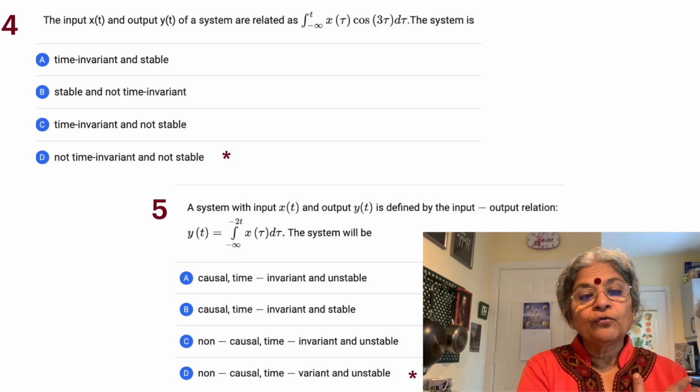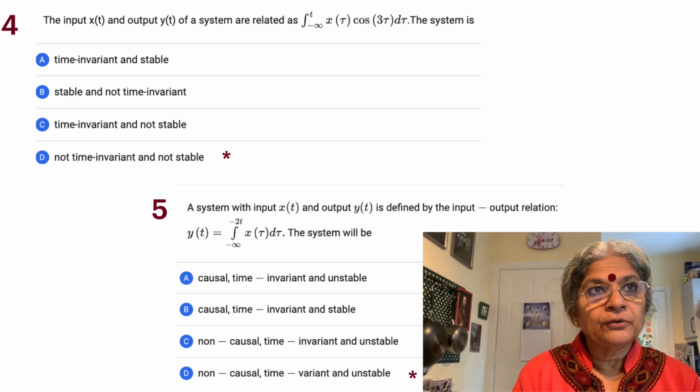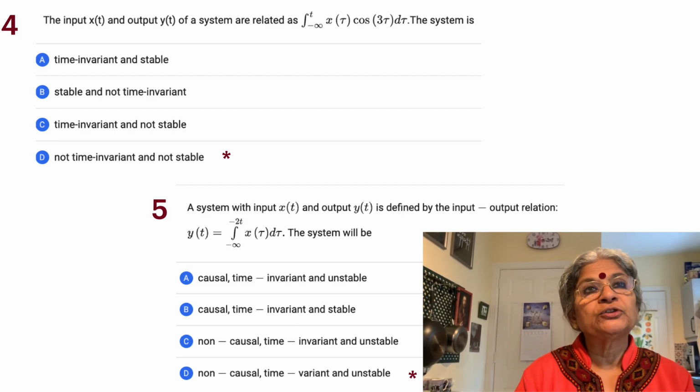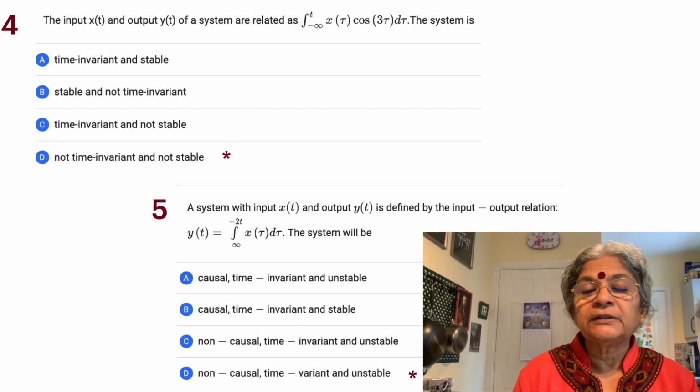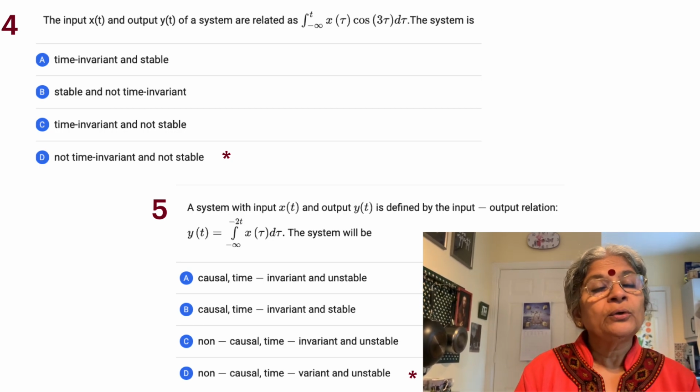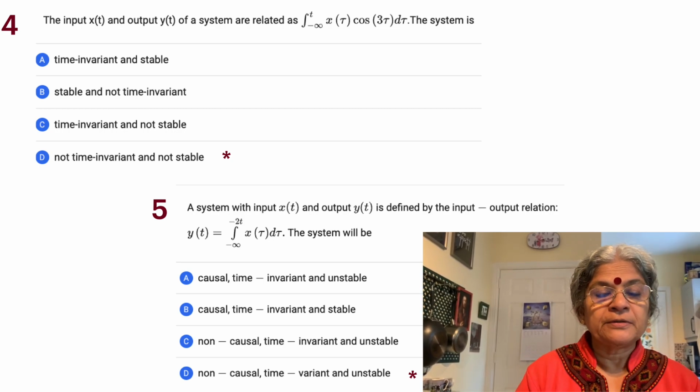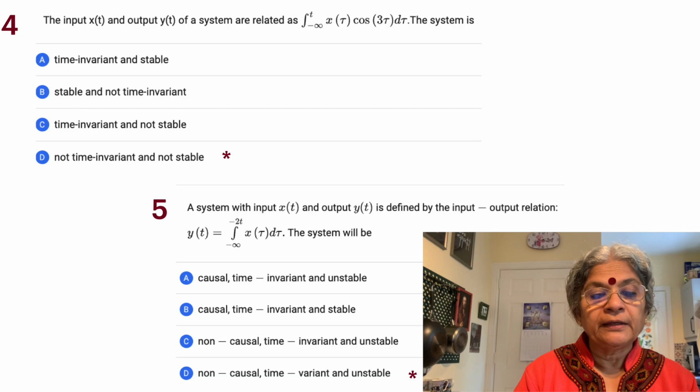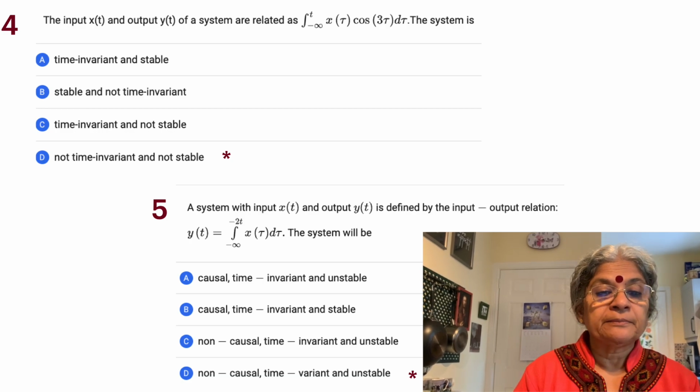Because you go from minus infinity to minus 2t while integrating the system. So it's possible that on the other side, on the negative time zone, it may become unstable. So all these things put together, we have what is called the D option: non-causal, time varying, unstable system. Okay.